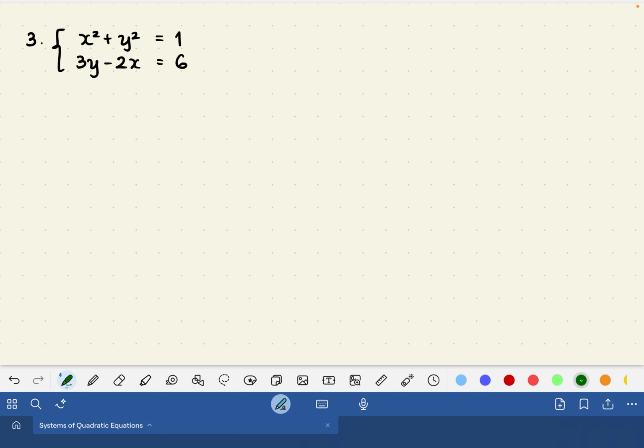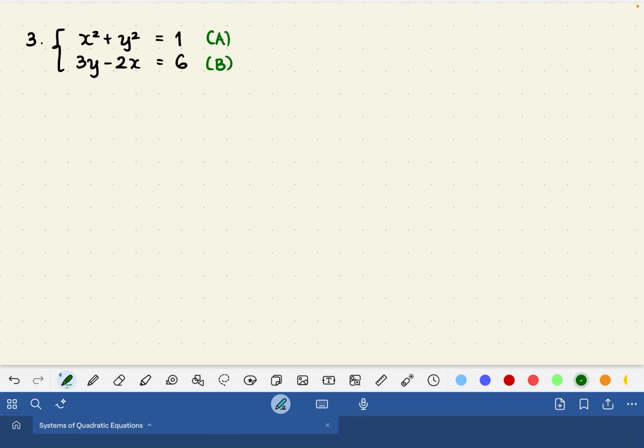In this example, again, we can either use elimination or substitution, but I would prefer to use substitution in this case because we have different powers here. In the first equation, we have squares. In the second one, we have linears or degree 1, which means that it would be hard to apply elimination out here. So let us use substitution. First, let us name these equations.